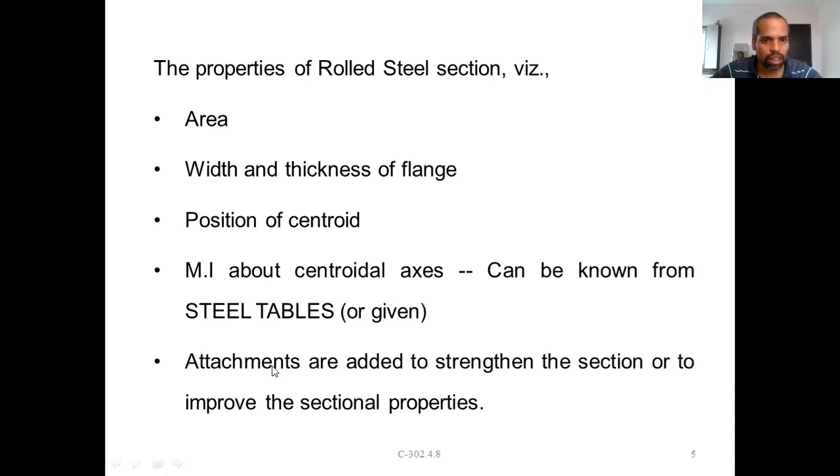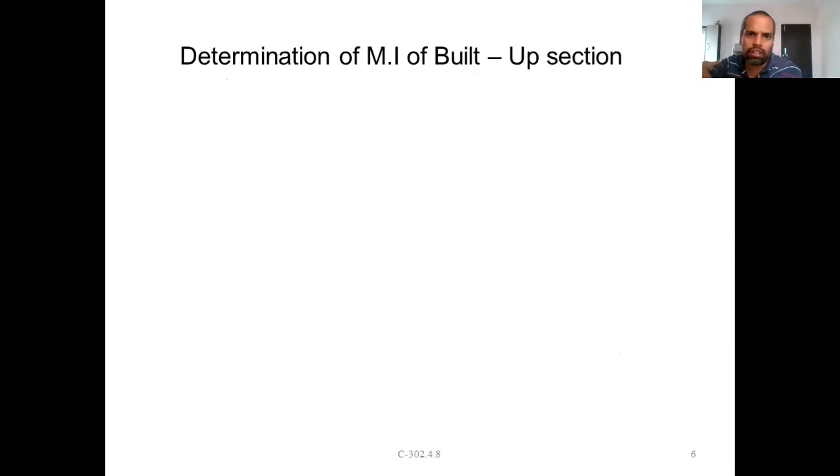Attachments are added to strengthen the section or to improve the sectional properties. Why do we need to add them? Attachments mean some additional plates or channels at the top or bottom, wherever it is. The requirement is to improve the load carrying capacity, to strengthen the member, or to improve some sectional properties. In some cases depth may be required, or some other properties. To improve that property, we add these plates or additional attachments in the form of plates, angles, or whatever it may be. Those are called built-up sections.